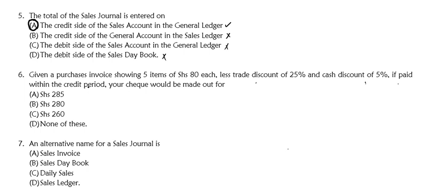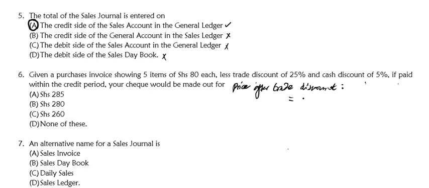Given a purchases invoice showing 5 items of shillings 80 each, there's a trade discount of 25% and a cash discount of 5%. If paid within the credit period, your check will be made out for. So here you have a trade discount as well as a cash discount. So how much is the trade discount? Okay, let's come up with a selling price, the price after the trade discount, because normally the trade discount is offered at the list price.